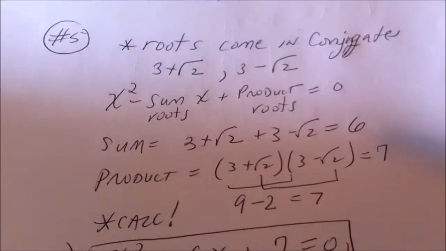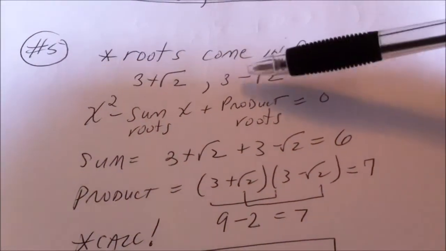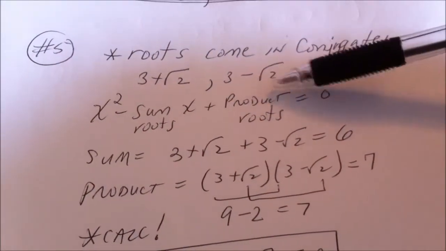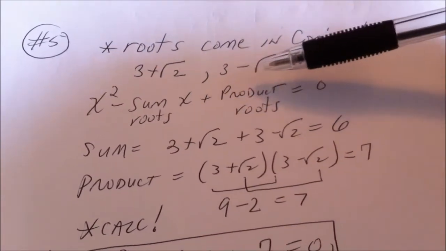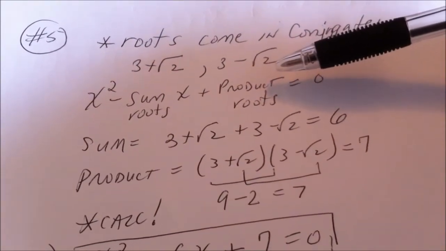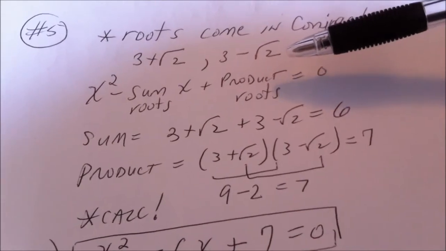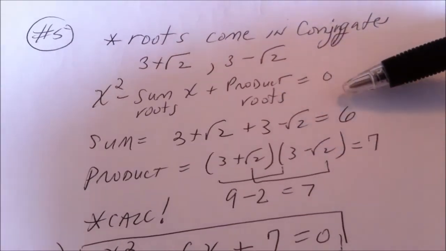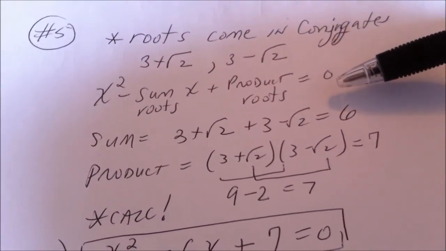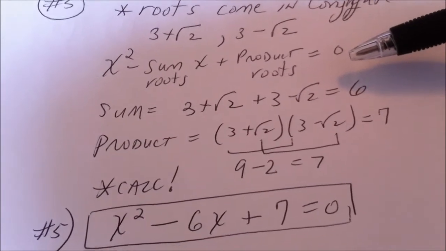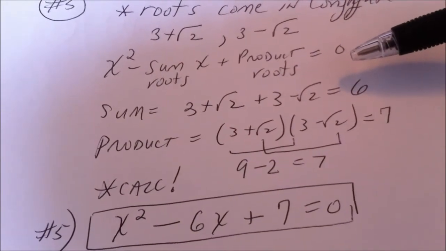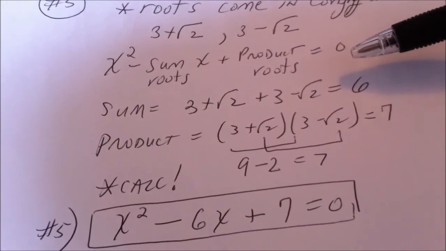The next type question was, given a root or roots, in this case I gave you both. If I gave you one, you should know that the other root is going to be its conjugate. Find the equation that they came from. So you need to use the quadratic in terms of the roots, which is x squared minus the sum x plus the product of the roots equals 0.